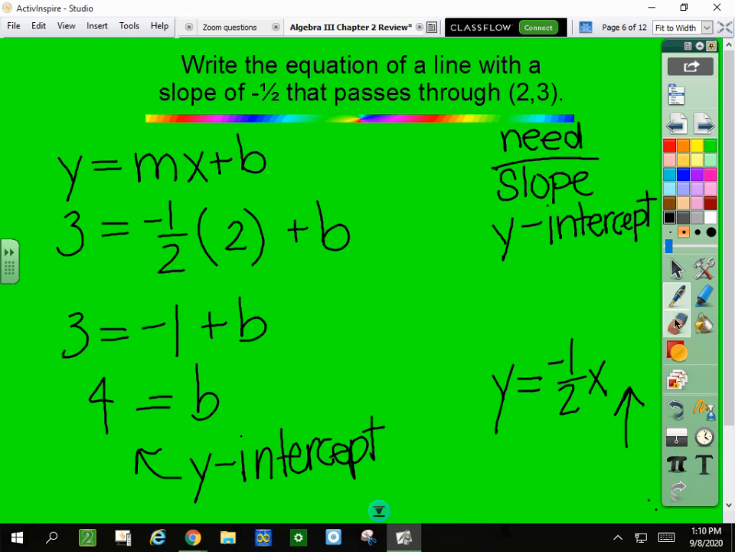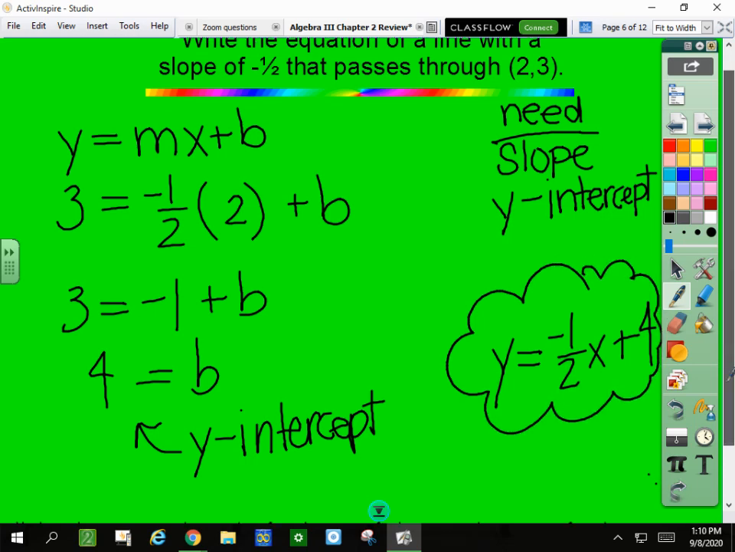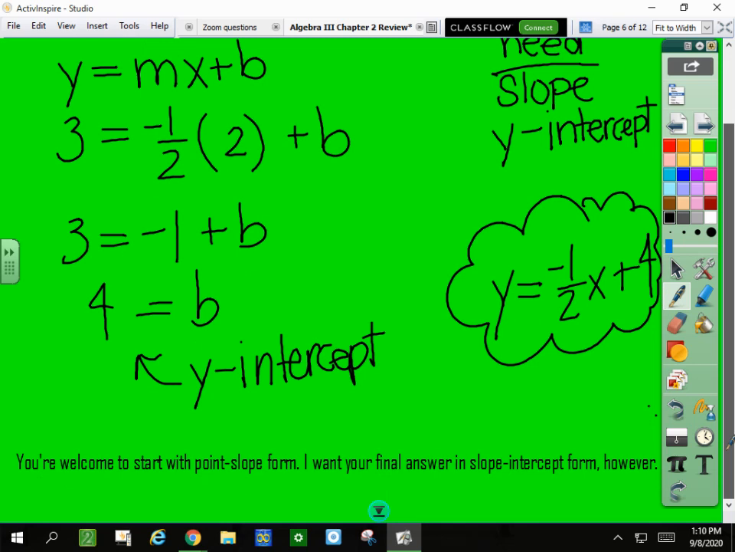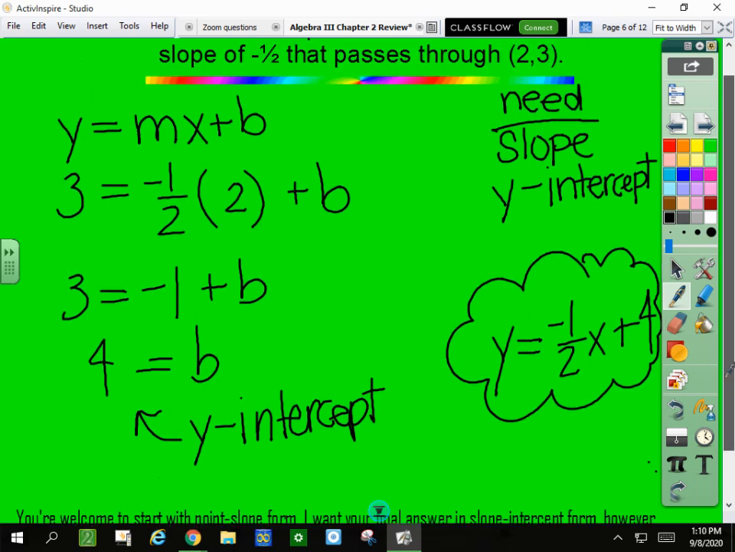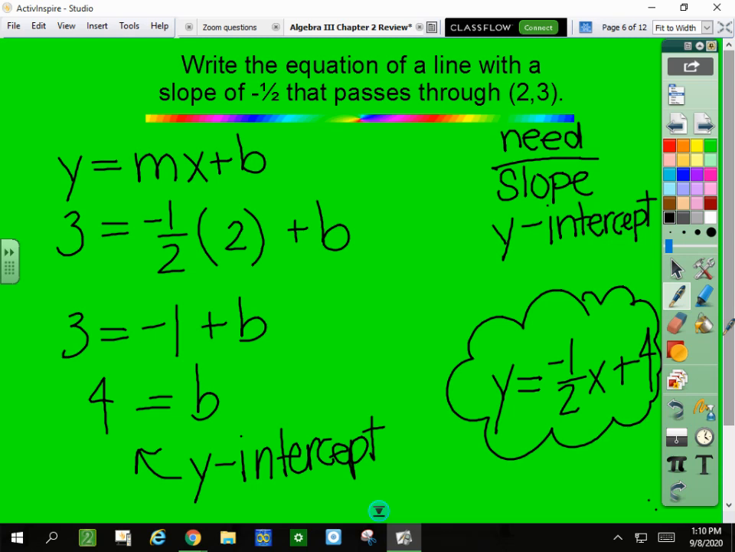So I'm going to go over to the right side here. That's not a question mark anymore. This is the answer to the question in slope-intercept form. Again, you can start with point slope if you like. It's just as easy, maybe even a little easier sometimes if you're more comfortable with the distributive property. But your final answer needs to be in slope-intercept form.